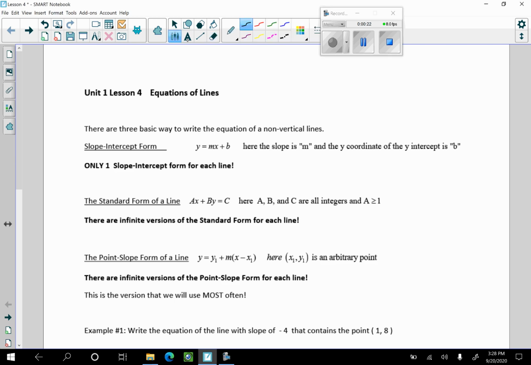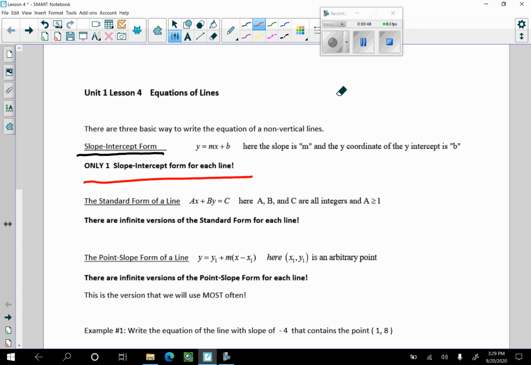But the most common and prevalent form of the equation of a line is the slope-intercept form. This is the form that you've studied in algebra and algebra 2. The form is simply y is equal to mx plus b. Here the slope is m, and the y-coordinate of the y-intercept is b. There is only one slope-intercept form for each line.